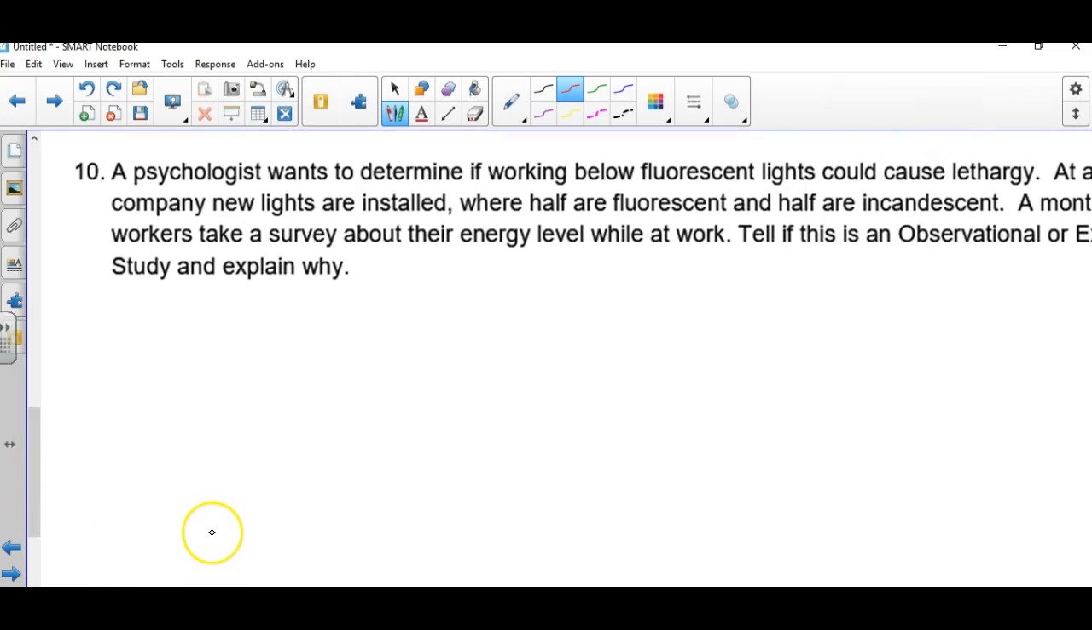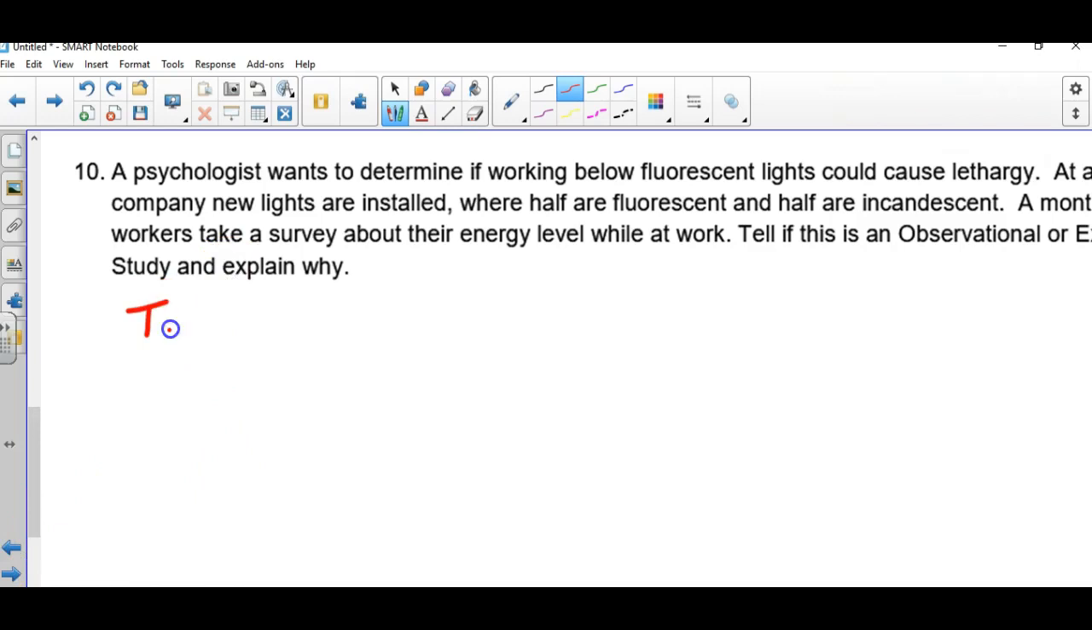A psychologist wants to determine if working below fluorescent lights could cause lethargy. All right, lethargy, and what that is basically is the lack of energy, like you're tired. But anyway, at a particular company, new lights were installed where half are fluorescent lights and half are incandescent lights. A month later, workers take a survey about their energy levels at work. Tell if this is an observational or experimental study, and explain why. Well, this is clearly an experimental study, and let's go ahead and talk about the 3 parts of this.